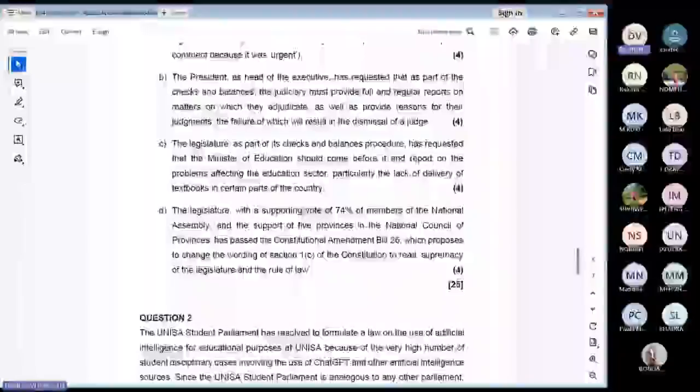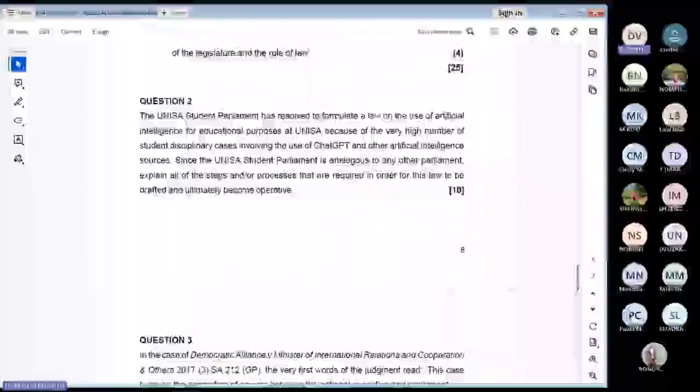As a quick rule of thumb, we're probably aiming for about a page's worth of information for question 2, because it's 10 marks. Question 2 is talking about the UNISA Student Parliament, and they want to pass a law on artificial intelligence for educational purposes. Because it's similar to a real parliament, they want to know how the steps and processes would go in order to make a law. This one I'm just going to read from my notes, because all of this is in the Constitution, and it will save you time looking it up.